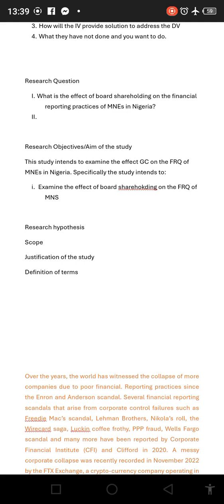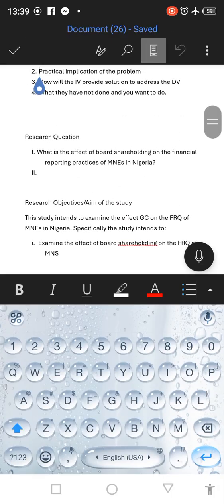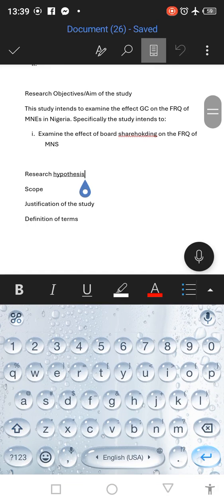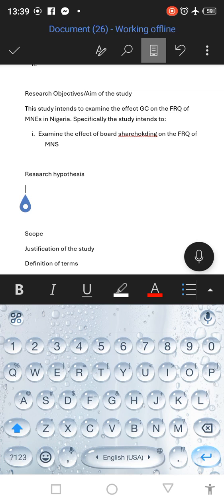From our research objective, we are going to change, following the same pattern but in a slightly different way. We are going to change the research objective into hypothesis. Generally, our research hypotheses are often stated in the null form. We have the null form and we have the alternative form. So our research hypothesis is often stated in the null form.